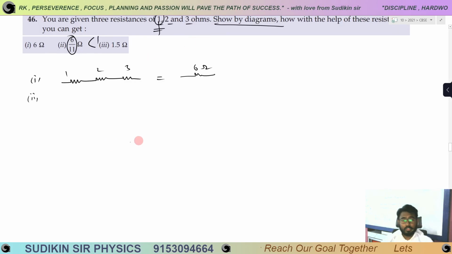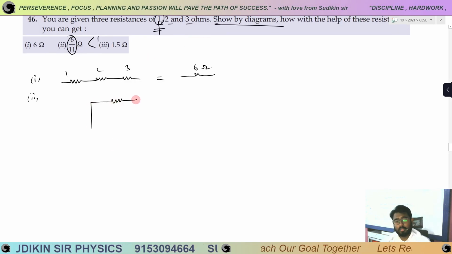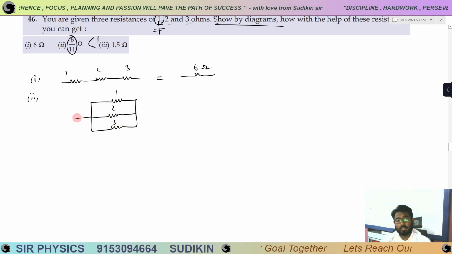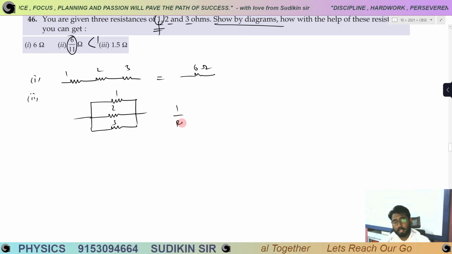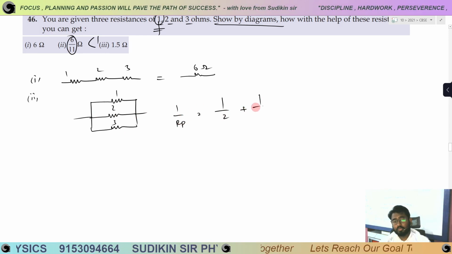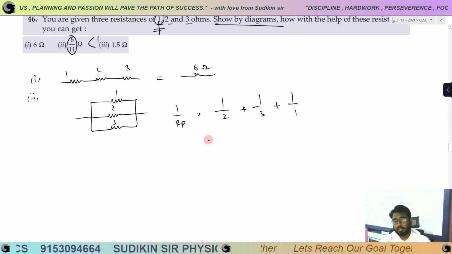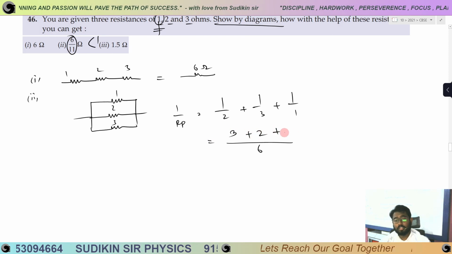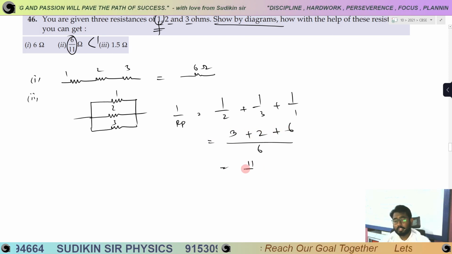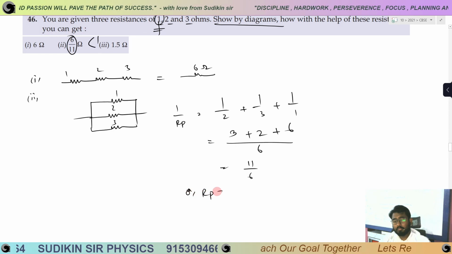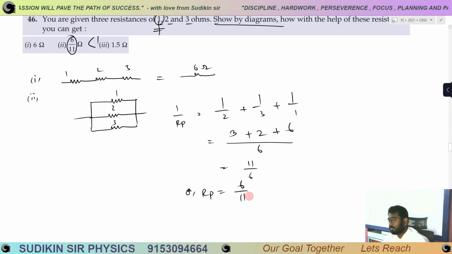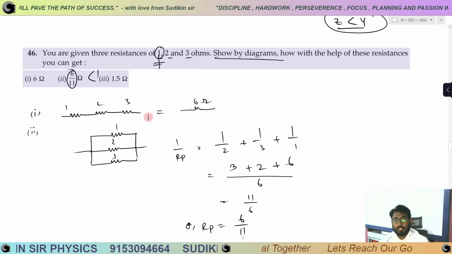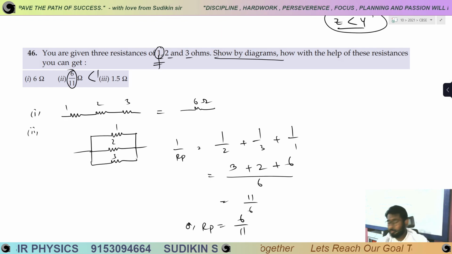Now, if I connect them in parallel, so this is 1, this is 2 and this one is 3, right? So if I combine them, 1 by R parallel will be 1 by 2 plus 1 by 3 plus 1, right? The common denominator is 6, so this will be 3, this will be 2, this will be 6. 3 plus 2, 5 plus 6, 11 by 6, or R parallel will be 6 by 11. Is that clear? Okay.